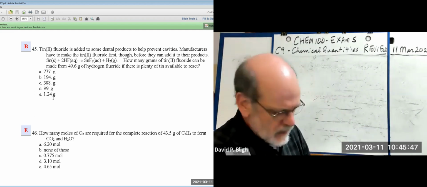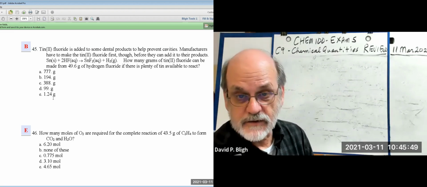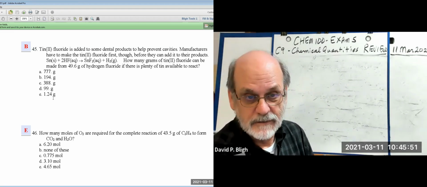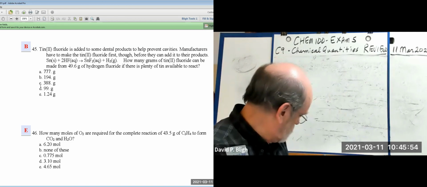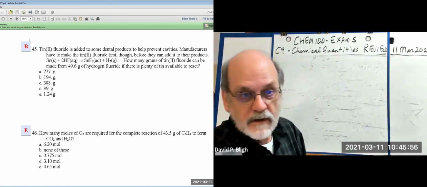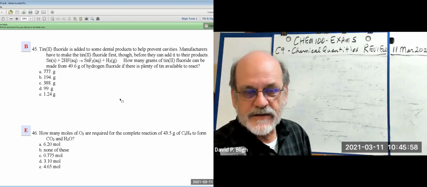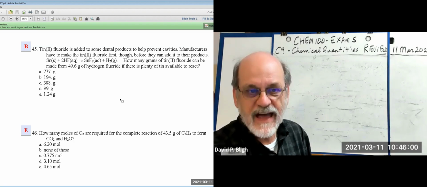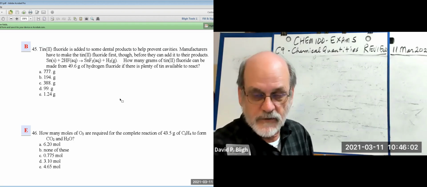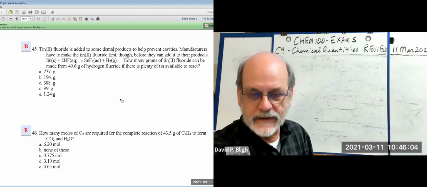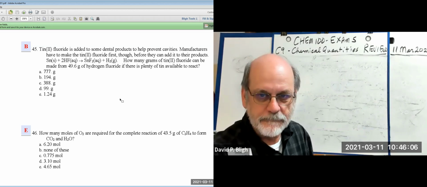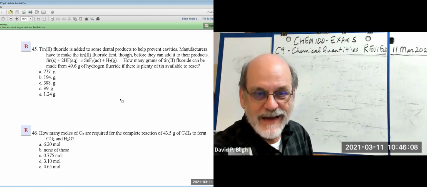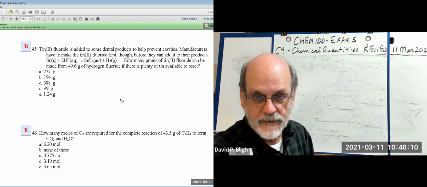Okay, so tin(II) fluoride, right? So we have to write that compound. It looks like it's already written for us. Tin(II) fluoride is added to some dental products to help prevent cavities. That's how they get fluorine into your toothpaste. Manufacturers have to make tin(II) fluoride first, though. And this is how they do it.